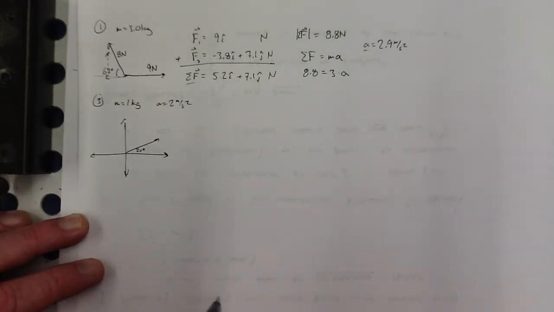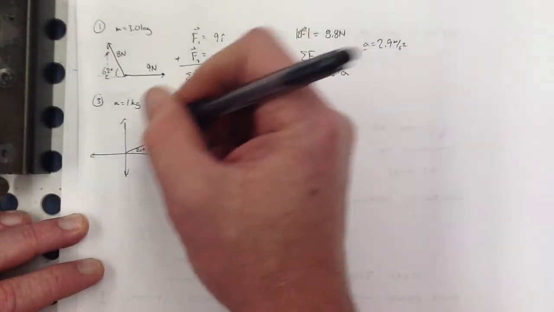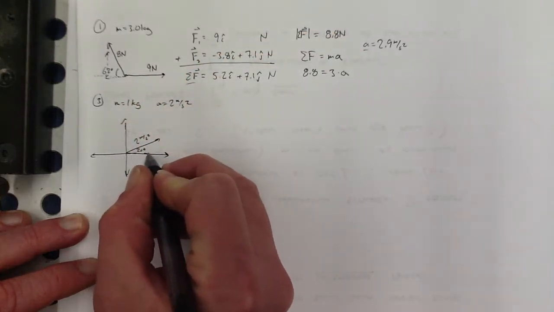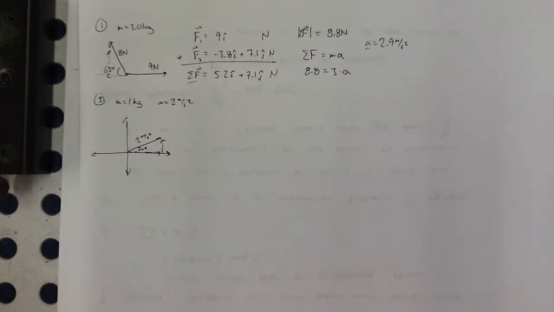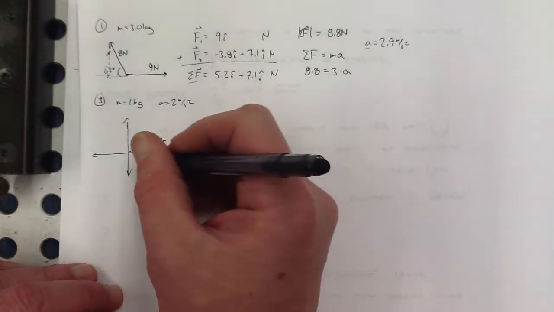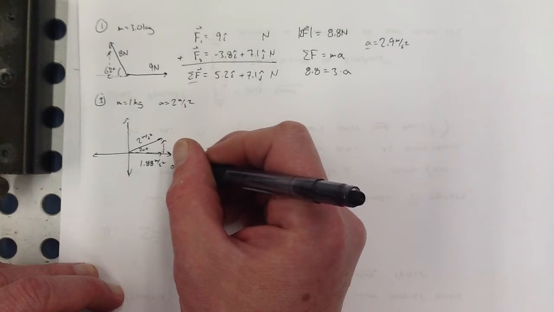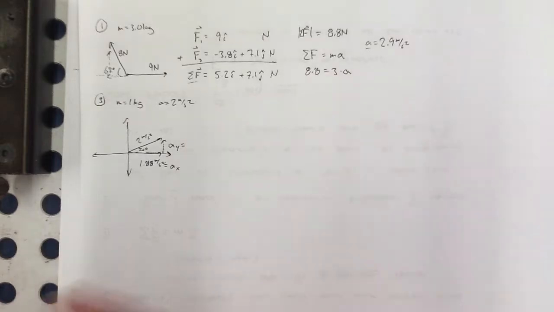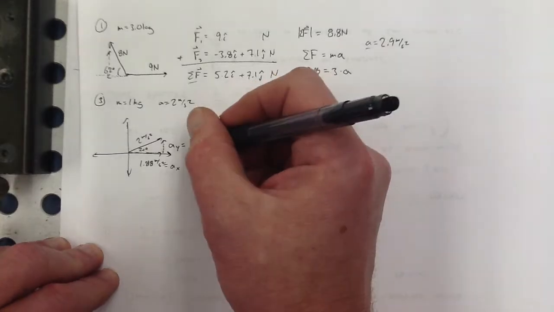All right, so I think I can find the acceleration in unit vector notation. So let's say that this is my acceleration vector. I'd like to find the components of it. So let's see, I got 2 times the cosine of 20 is about 1.88. That's the x component of the acceleration, and the y component of the acceleration is 2 times the sine of 20, 0.68.